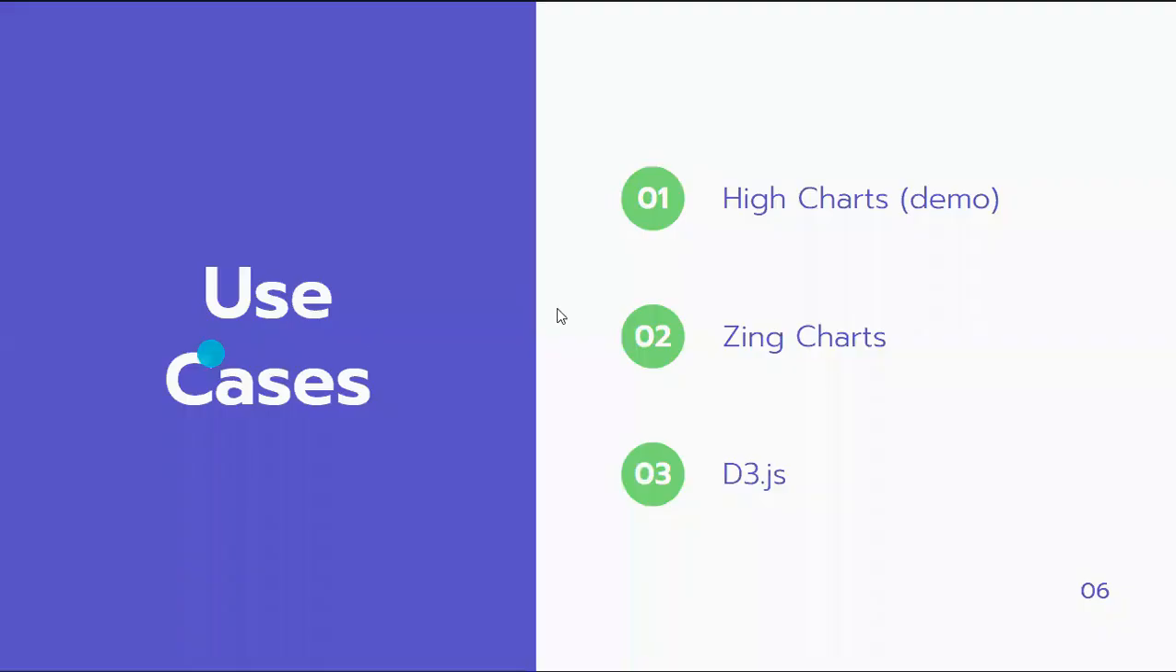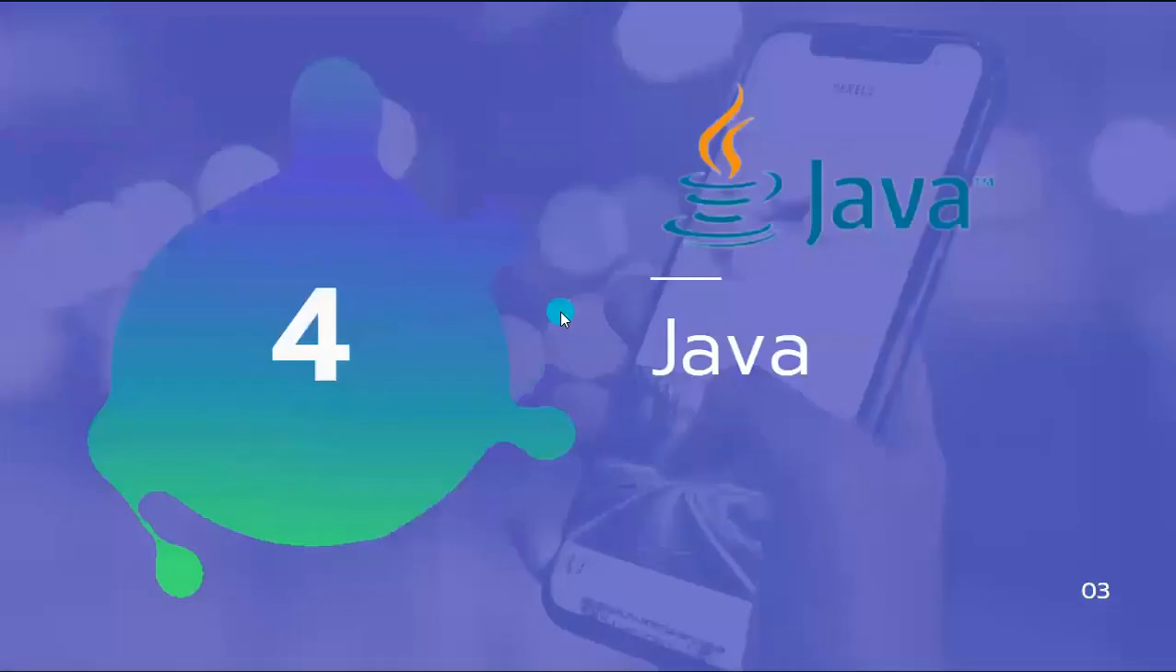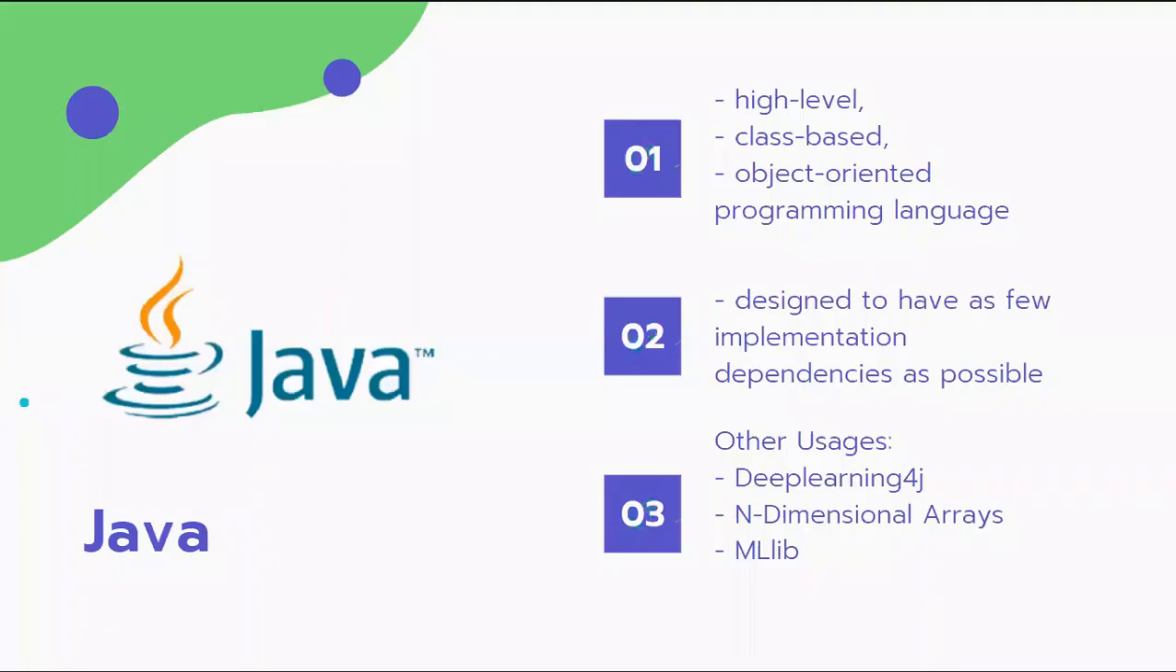So coming back here, number 4 is Java. It's a high-level class-based and object-oriented programming language. It's designed to have as few implementation dependencies as possible. Other usages include Deeplearning4J, n-dimensional arrays, and MLlib.